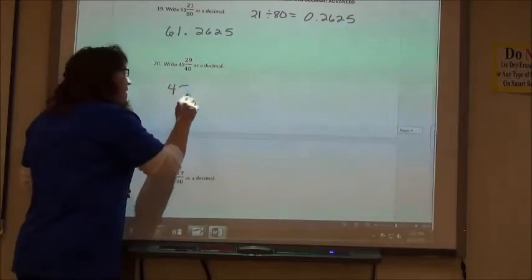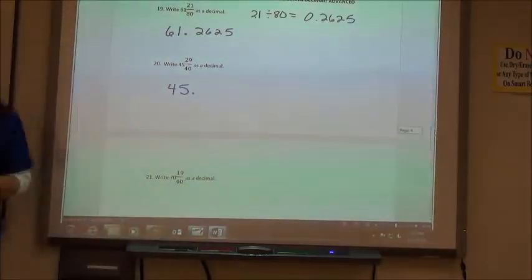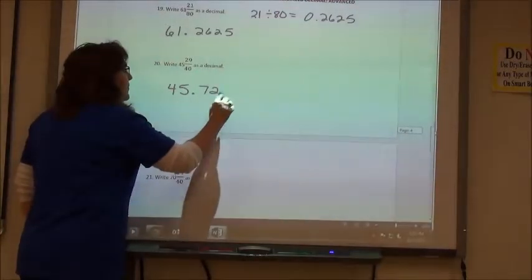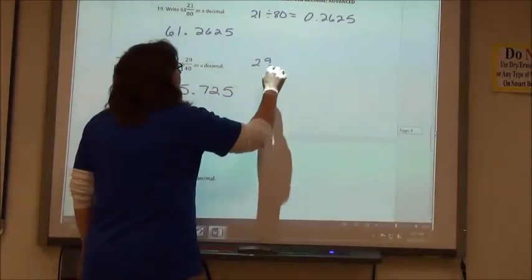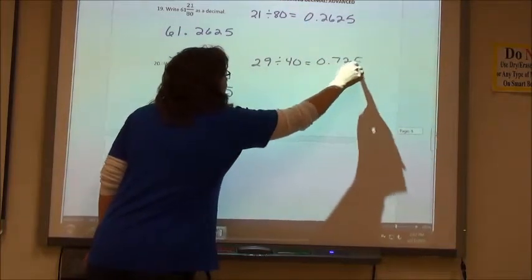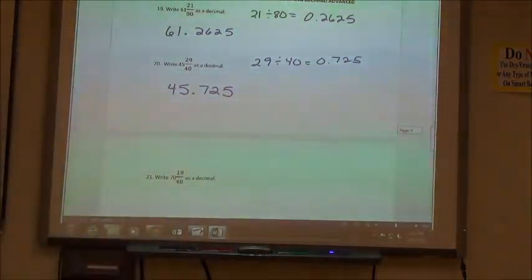On number 20, if we're going to write 45 and 29/40ths as a decimal, we know it's going to start 45 point something. 725 then. Because we're going to take 29 divided by 40, which is 0.725, right?